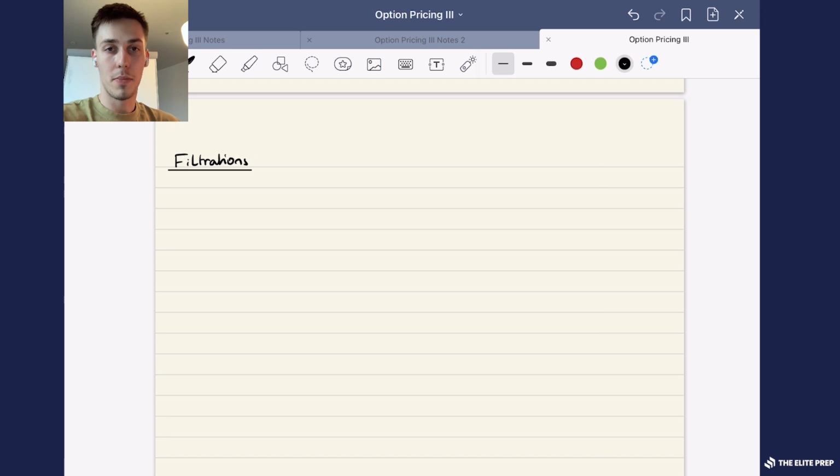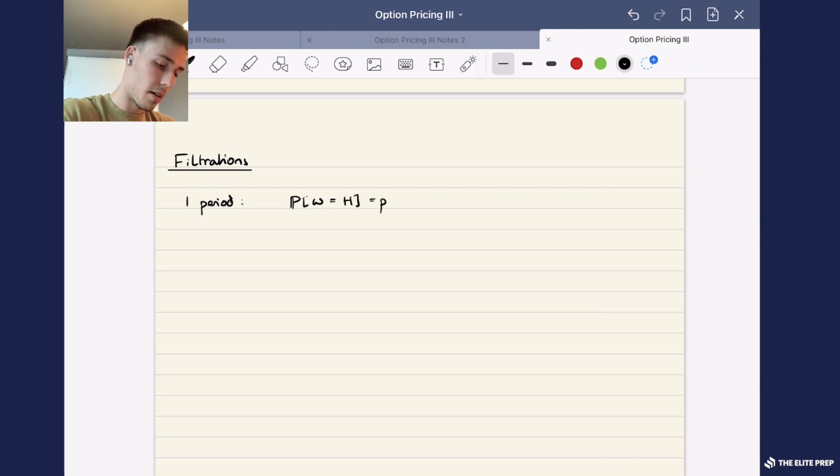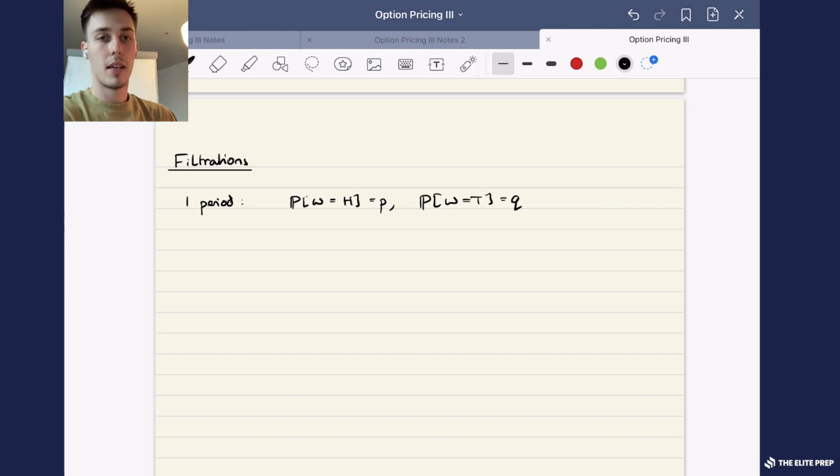In the one-period binomial model, we were imagining the model as one throw of a coin, and the coin is biased. It is heads with probability P and tails with probability Q. So we denoted that as probability of omega equals heads equals P, and probability of omega equals tails equals Q. In an n-period binomial model, we instead model it as a sequence of n throws of a coin.